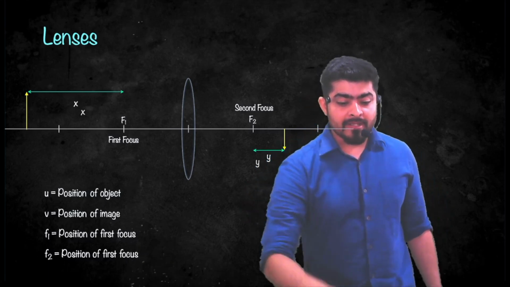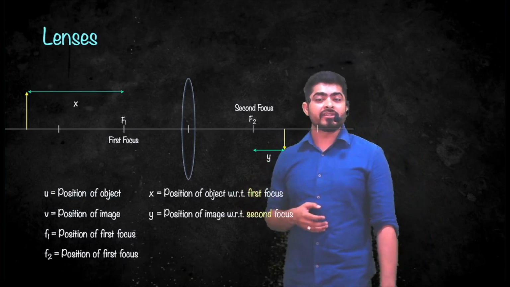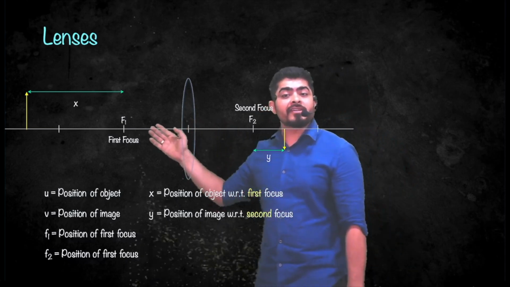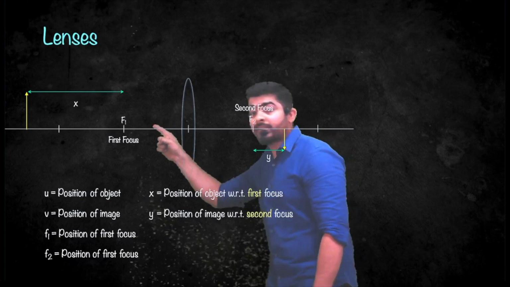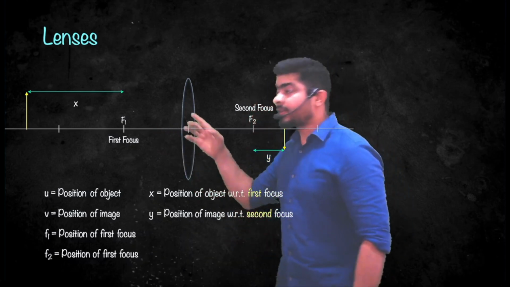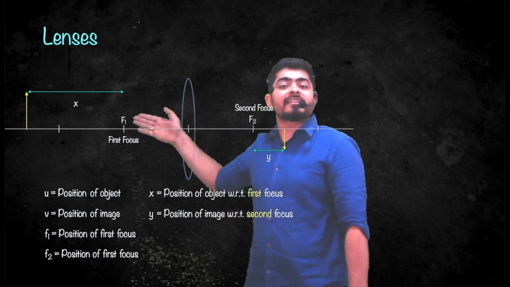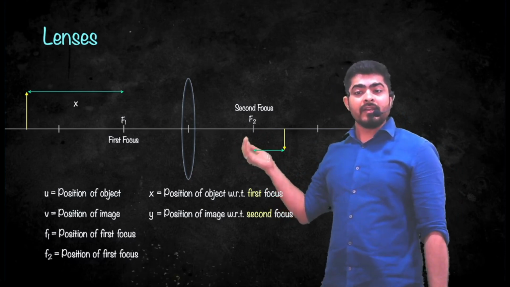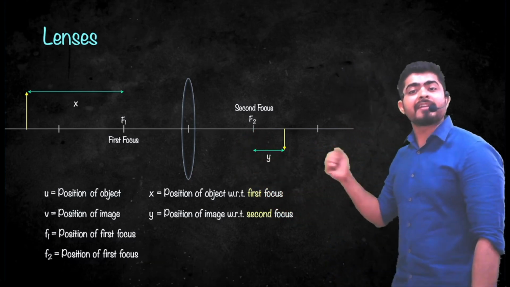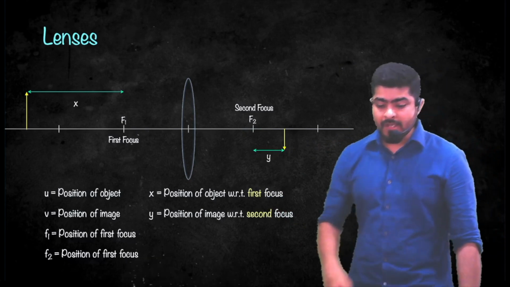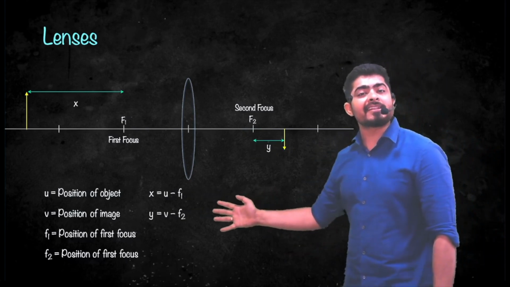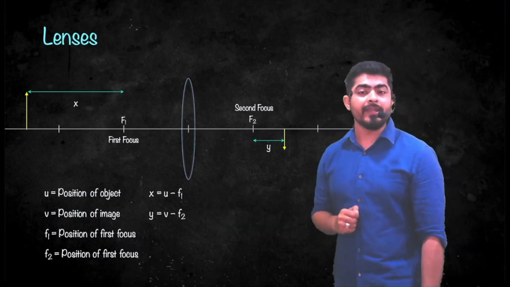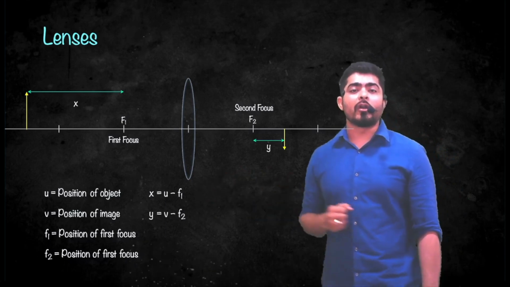Now, when it comes to the measurement of distance of object and image from first focus and second focus. So in that case, when you take the object, you are measuring the distance from the first focus. So take the first focus as the origin. When the first focus is the origin, then x is negative. In case of image, take second focus as the origin. So while measuring distance from this point, y is positive right now. Okay, so applying simple mathematics, again x will be equal to u minus f1 and y will be equal to v minus f2. Okay, they both have different origins.